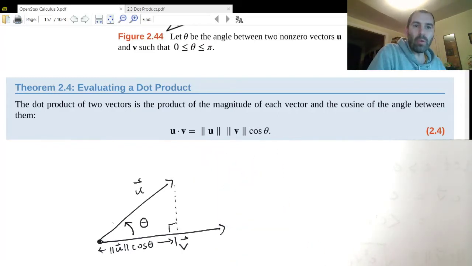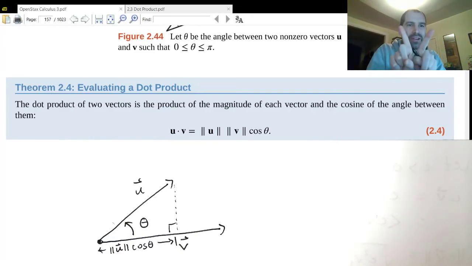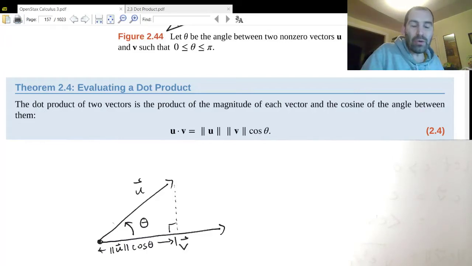So really all we're doing is multiplying the extent to which one vector points in the direction of the other vector times the length of the other vector. So it's almost like multiplying their lengths together, right? But you're not just taking their lengths, you're taking how much of one vector's length is in the direction of the other vector, and then multiplying them together. And we could do it either way.